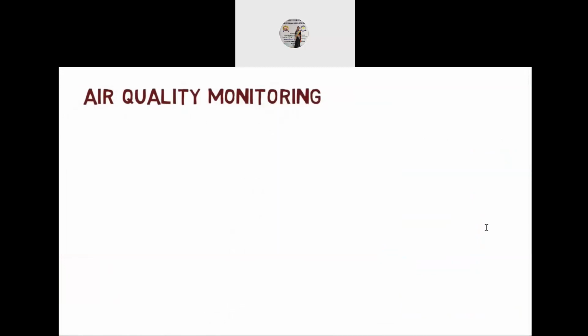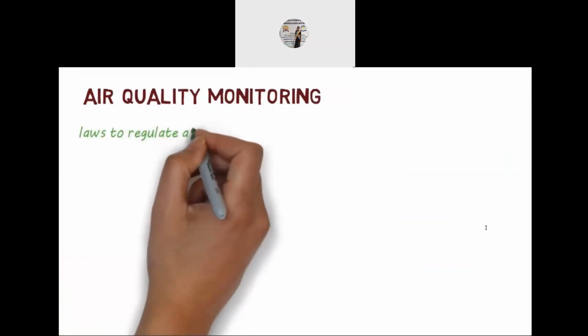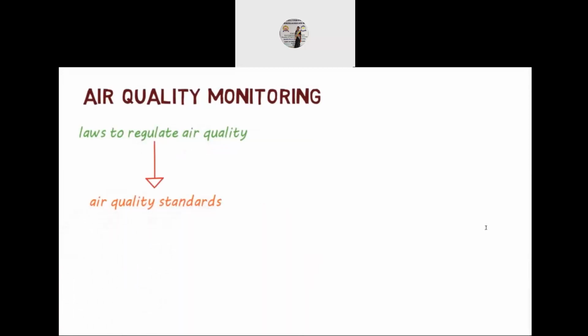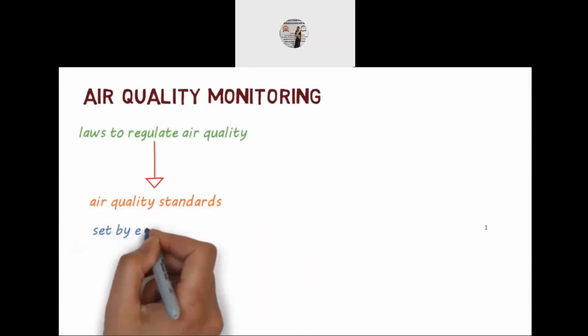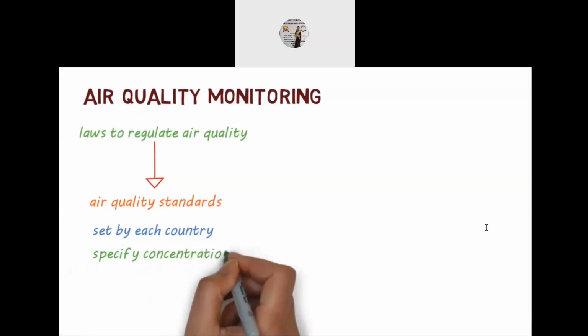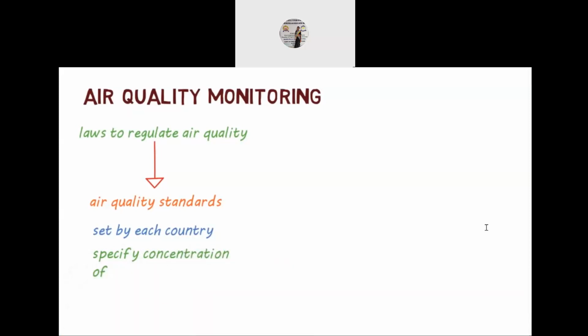Most countries have national laws and regulations to control air pollution. These usually set out air quality standards that must be adhered to. These standards are set out by each country and will depend on factors like technological feasibility, economic considerations, capacity for air quality management, political and social factors. These standards specify the concentration of a number of selected pollutants called criteria pollutants that are allowed in the air.